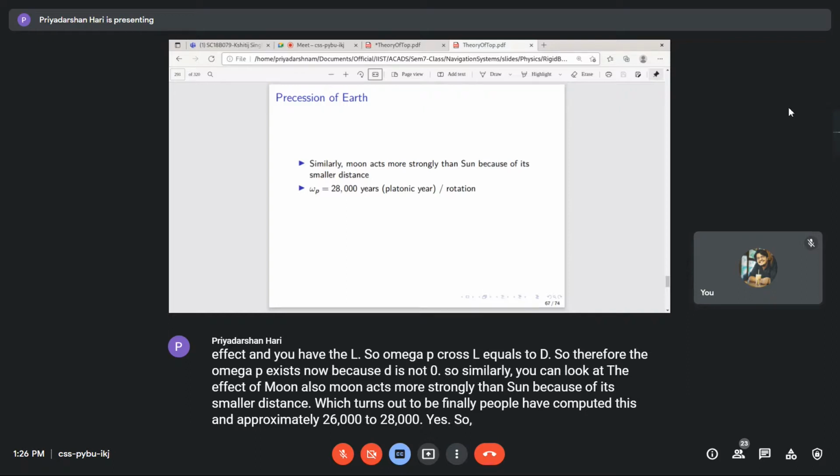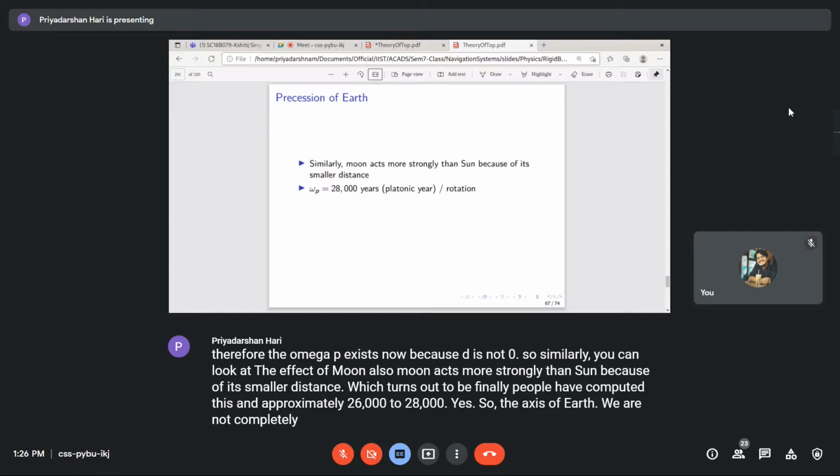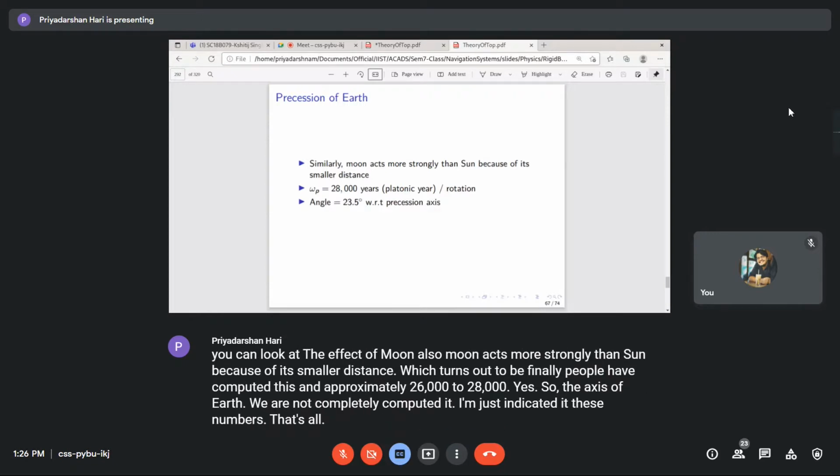So the axis of Earth, we have not completely computed it. I have just indicated it, these numbers, that's all. So then this angle, 23.5 degrees, is your V angle, what we saw earlier.